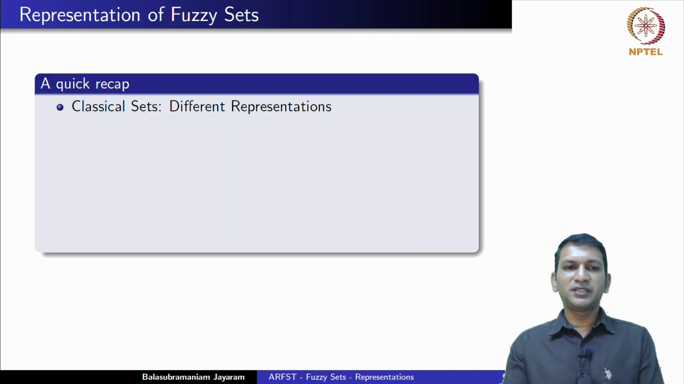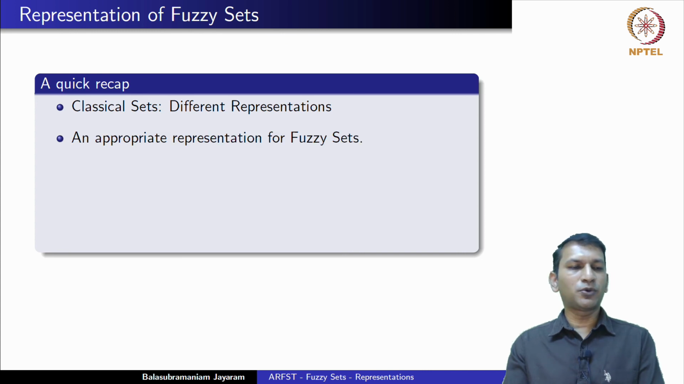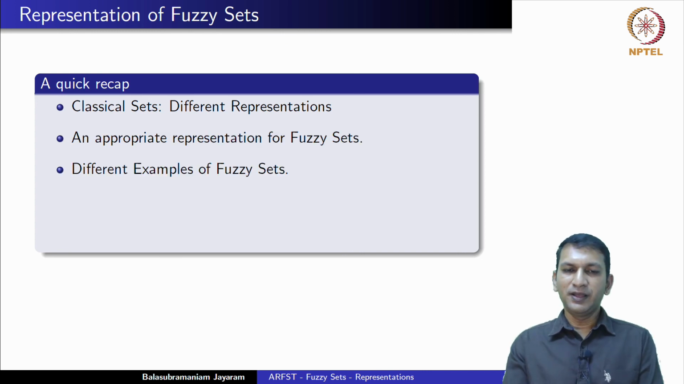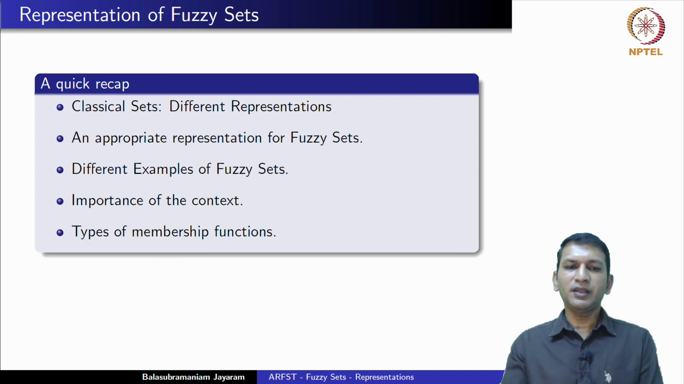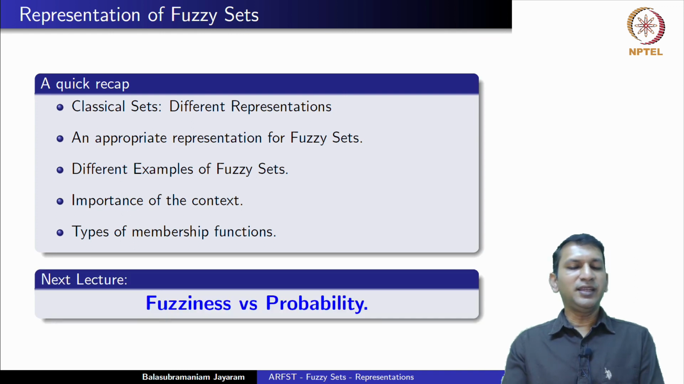We saw different representations of classical sets and chose an appropriate one to generalize to a fuzzy set. We have seen different examples of fuzzy sets. Most importantly, how the context in which we are trying to capture the concept has a bearing on the ultimate representation of the fuzzy set in terms of its graph. We've also seen some typical or regular membership functions. What next? In the next lecture, we will have a quick look at the difference between fuzziness and probability.